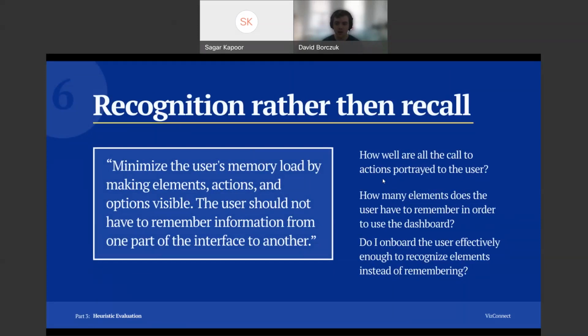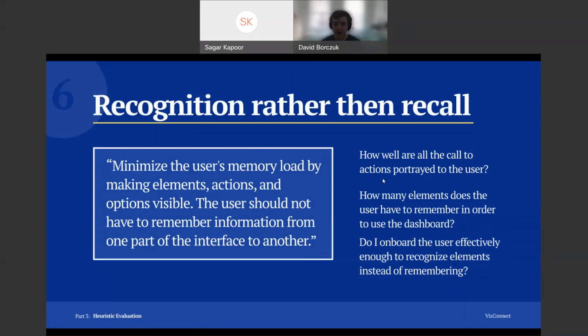And so how well are the call to actions portrayed to the user? Is it something that is consistently colored? Is it in the same spot? Are your call to actions something that is really easily interpretable, like an apply filters button? You don't want to change all the apply filters buttons. You want to make sure that it's all in the same type of format, so the user expects that using an apply filters button does that purpose.